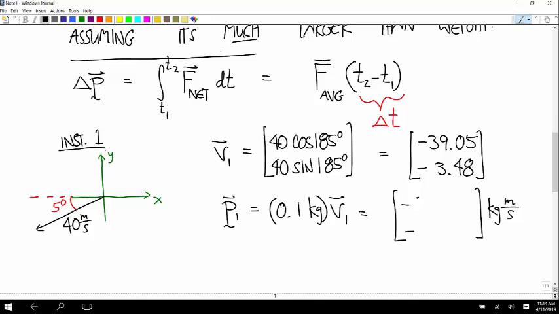So this is negative 3.905 and negative 0.348.